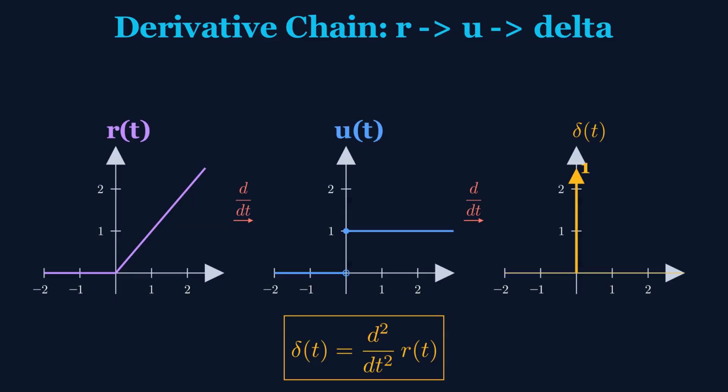Combining both, delta(t) equals d squared r(t)/dt squared. The impulse is the second derivative of the ramp.